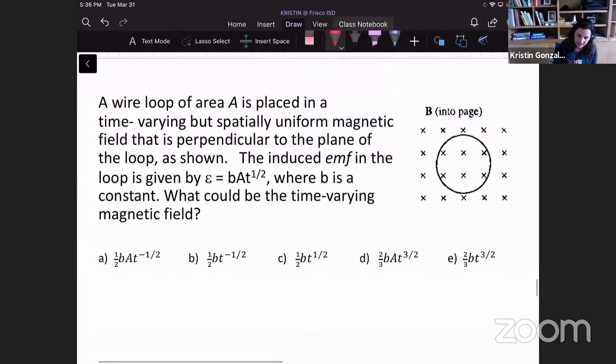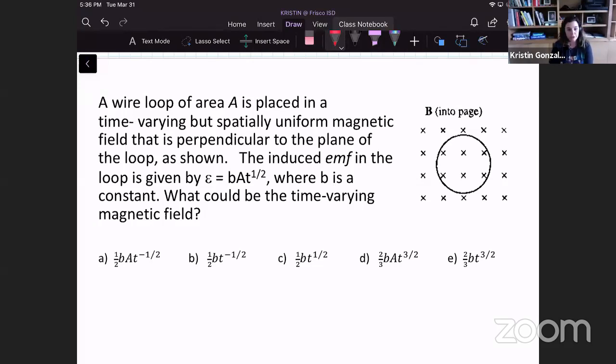And lastly here, if we look at our loop of wire that has a magnetic field into the page, sometimes we're given some things that are changing, right? So we know that not always nice constant things, that we have things that are changing. So the induced EMF in the loop is given by the equation that the EMF is equal to B times A times t to the 1/2, where B is a constant, right? And A is that area of the wire.